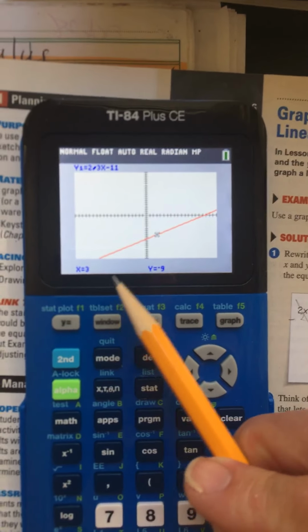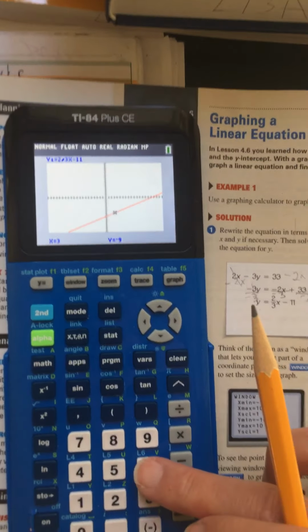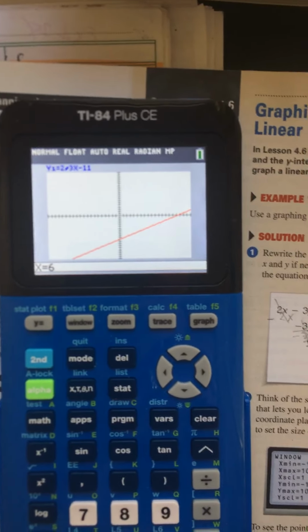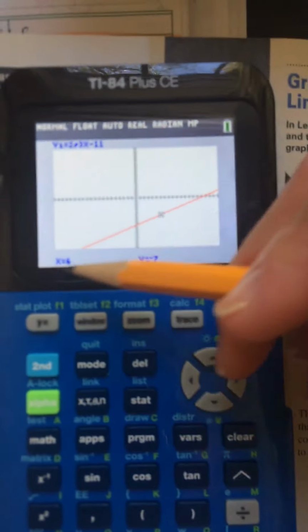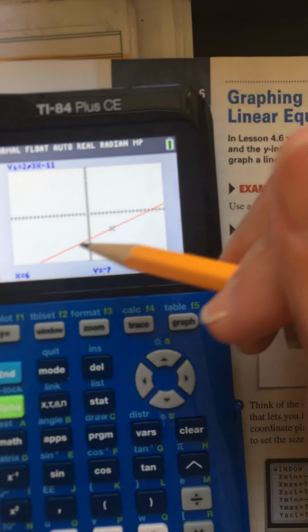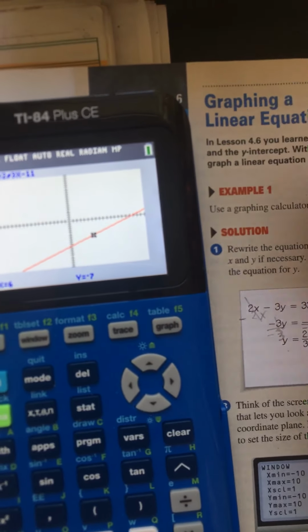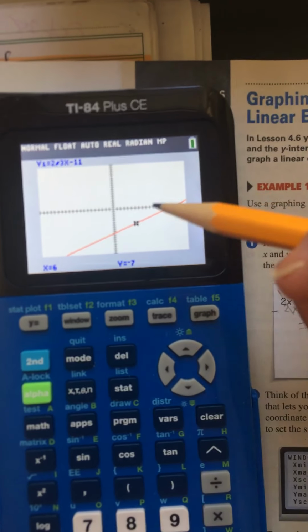Okay, so 1 was good, 0 was good, 3 was good. So I'm going to try 6 next. Maybe this is something that goes good on the 3s. And it did. If X is 6, Y is negative 7. So I've got 3 good points. This is a straight line. If I'm your teacher, that's good enough for me. 3 points, boom, draw a line through it. We're done. If your teacher wants more, we could try going up here.